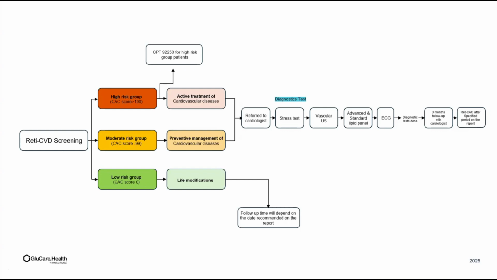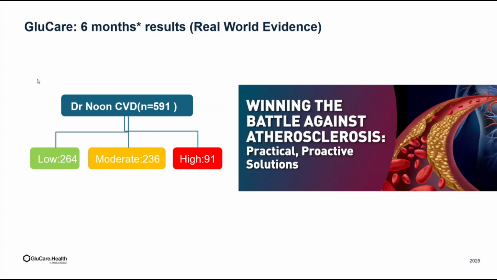Perhaps I will do vascular ultrasound for the detection of non-calcified plaques or subclinical atherosclerosis, advanced lipid panels, testing of inflammation with high-sensitivity CRP, lipoprotein A, and in some very high-risk patients, we will do confirmation with CT coronary angiogram. So this is our real-world evidence and implementation.